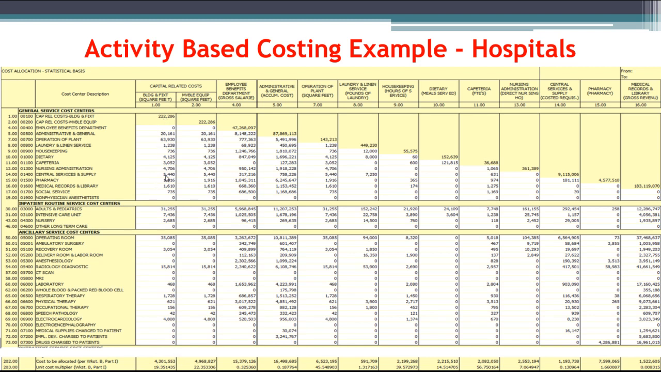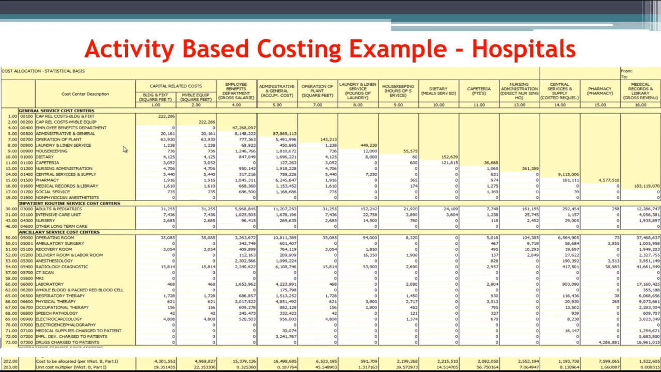All these numbers you're seeing down here in this row, in this column, these are the total number of square feet. These are not costs. These are the square feet used up throughout the hospital. So a total of 222,286 square feet. So if we divide the 4.3 million by the 222,000, we get a rate of $19.35. So every department that uses up a square foot gets $19.35 of cost.